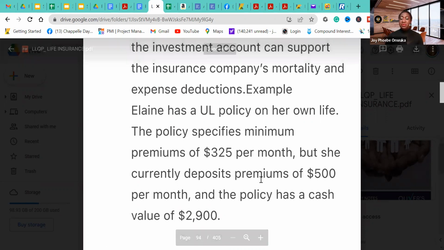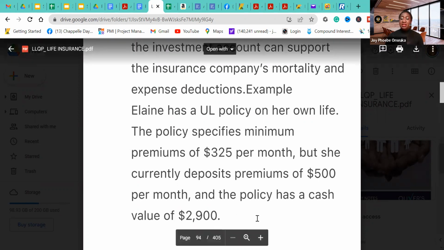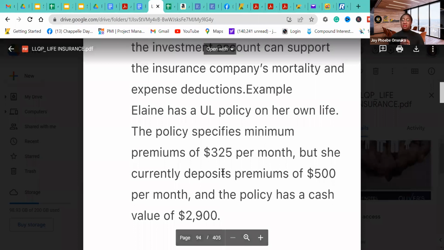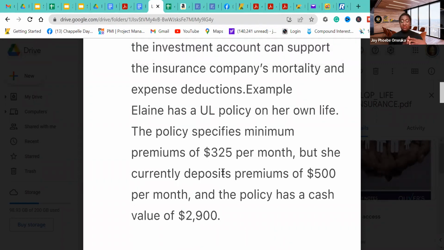But she currently deposits premium of $500 per month. And the policy has a cash value of $2,900. You see? So what this is saying in essence is that with universal life, we have the minimum deposit and the maximum deposit. So you can pay the minimum deposit, like I tell people, if the financial situation is not as buoyant as of yet, the individual can be paying the minimum deposit for now until their financial situation improves. However, if one chooses to pay those minimum deposits, it's not going to create a fund in the investment account. This is basically what this is telling us.